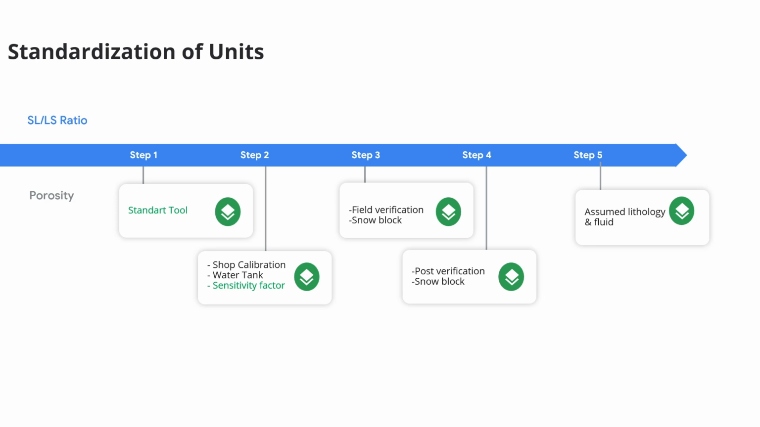A sensitivity factor is calculated to match its ratio with the standard tool ratio, ensuring consistent readings across all tools. For field operations, the verifier check block or snow block is used. This portable reference is checked before and after each logging run to make sure the tool's calibration stays stable.